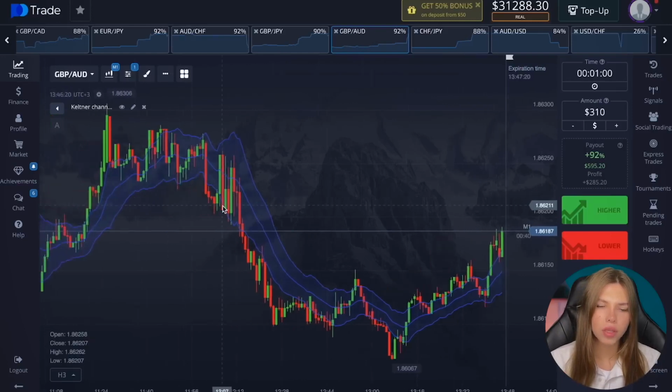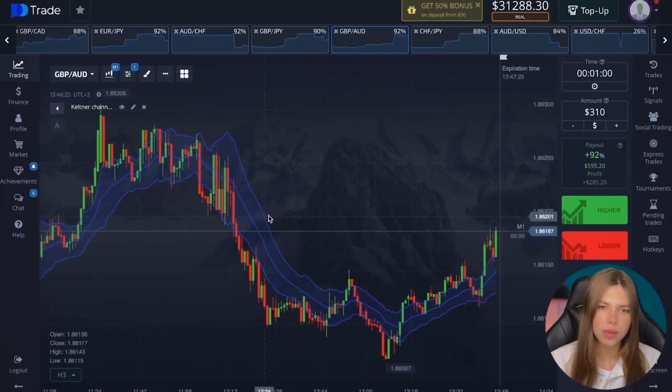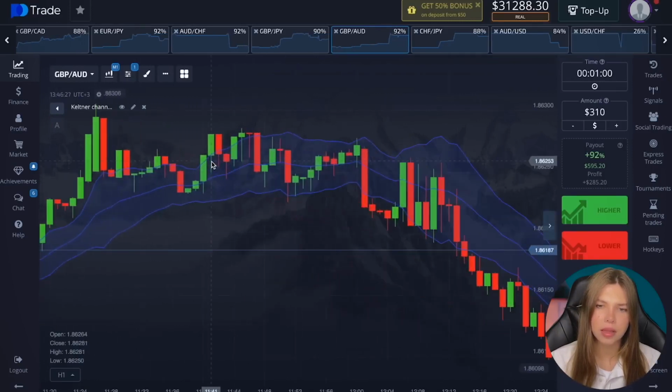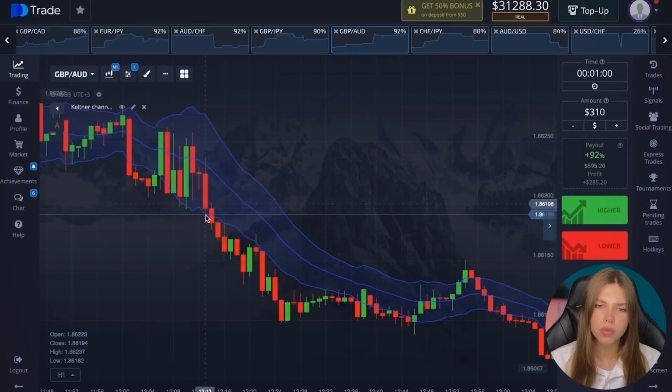Okay, and now I will explain how the Keltner channel works. We added it to the graph, and blue stripes appear. Now I'll explain it in the simplest language so that everyone understands. When the candle closes and breaks through the lower level of the indicator and is fixed below, this is our trade signal. Here is the chart.